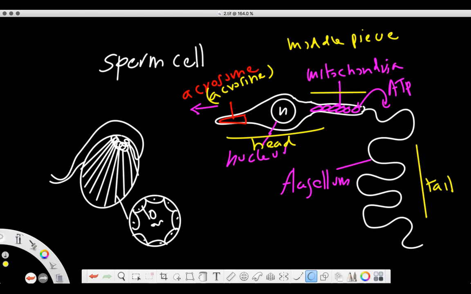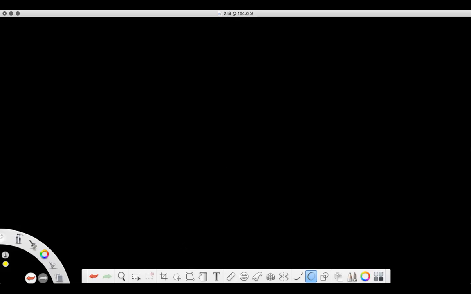Okay, if you copy this down to the notes, then we can move to the process of fertilization. Right, let's see the process of fertilization.